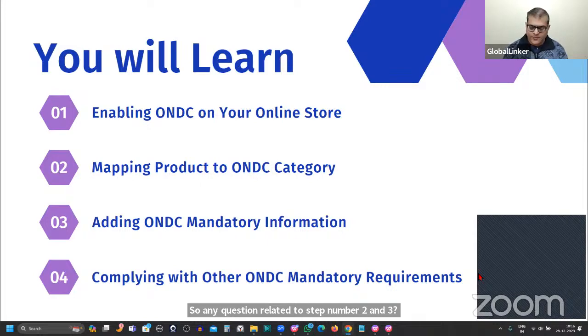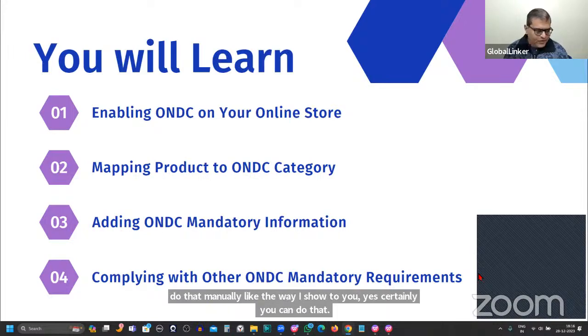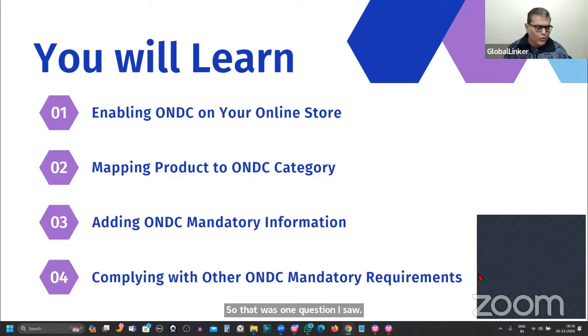Yes, I can see there's a question by Punya Solanki. Yes, Punya ji, you can edit one product at a time as well. So it is not mandatory that you have to follow the bulk Excel file process. I was just sharing that there are many participants who have a fairly large catalog, so it is not practically possible for them to go and manually edit each one of them. But if you want to do that manually, like the way I showed to you, yes, certainly you can do that. So that was one question I saw. I think there are no other questions related to step number 2 and 3 about mapping the products.